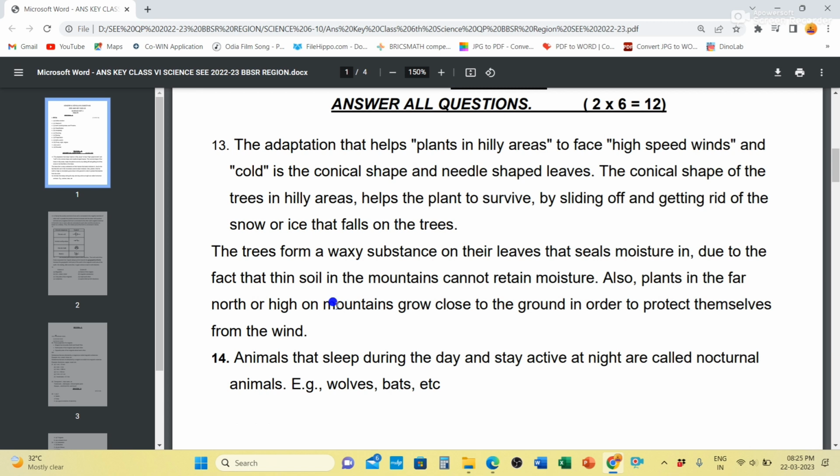The trees form a waxy substance on the leaves that seals moisture in, due to the fact that thin soil in the mountains cannot retain moisture. Also, plants in the far north or high on mountains grow close to the ground in order to protect themselves from the wind. So these are the adaptations: conical shape and needle shaped leaves.